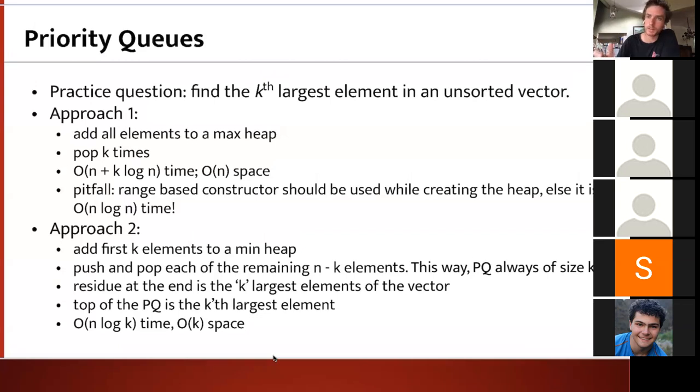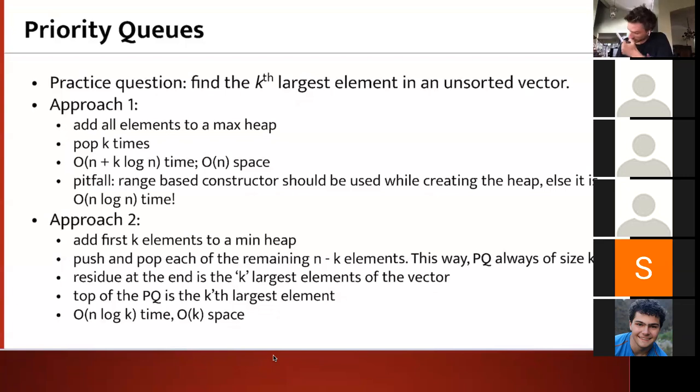And then at the end, the minimum element is the kth largest element in the unordered vector, and so we're done. So this is O of n log k and O of k space.